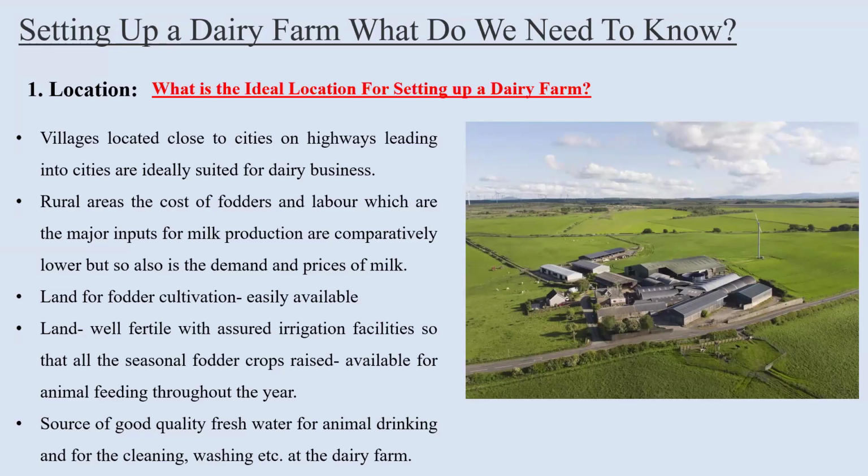The lands which are present in the villages should have easily available, good fertility, and also assured irrigation facilities, because in villages there will be a good source of fresh water, and we can conduct the irrigation facilities to produce the fodders, and it is available for animal feeding throughout the year.